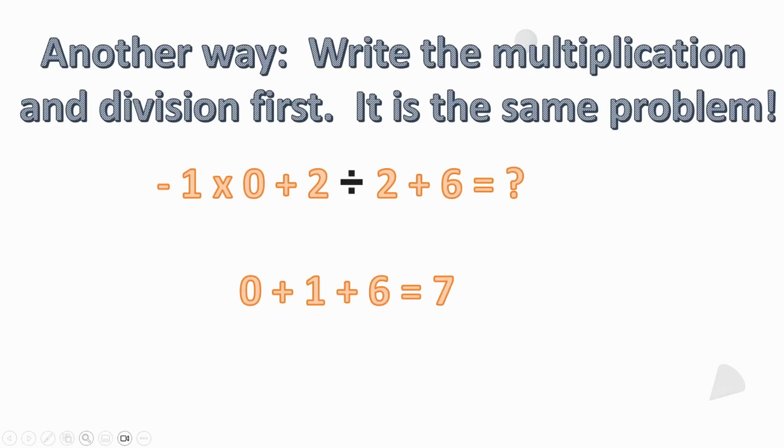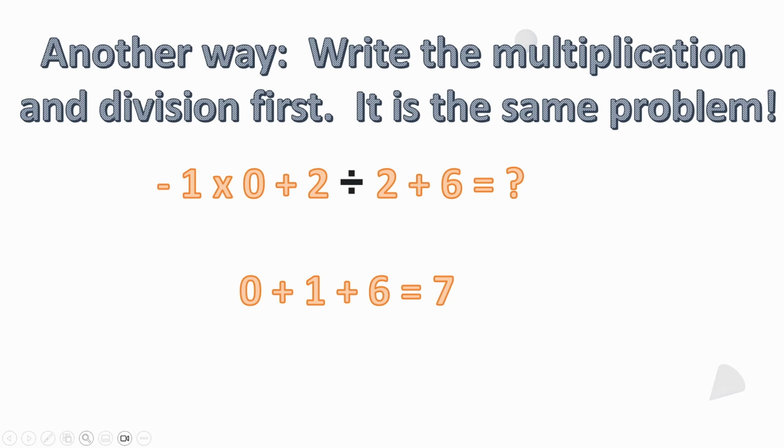Now, there's other ways to do the problem. You could write the multiplication and division first. A lot of people get confused when the multiplication or division's not all the way to the left. A lot of people assume that you read an expression or an equation just like you read a book or read a sentence, which is not correct. You do go left to right, but you have to remember the order of operations. When you run into something of a higher order, that has to be solved first. And you can do that. You can actually move the multiplication and division first. I've got minus 1 times 0 plus 2 divided by 2 plus 6 equals.